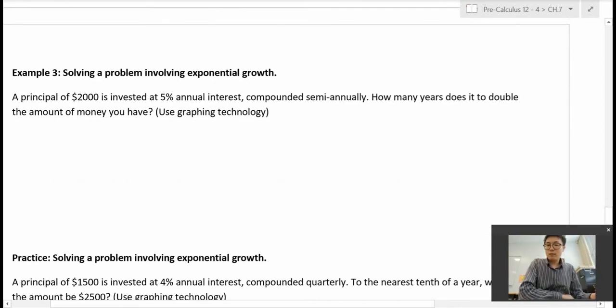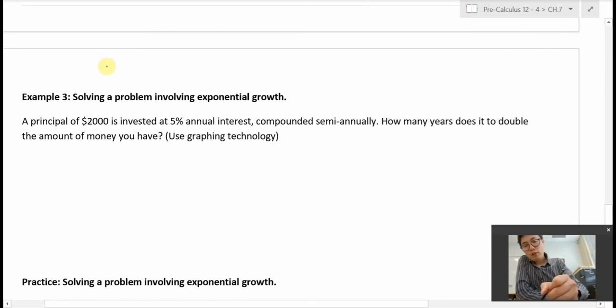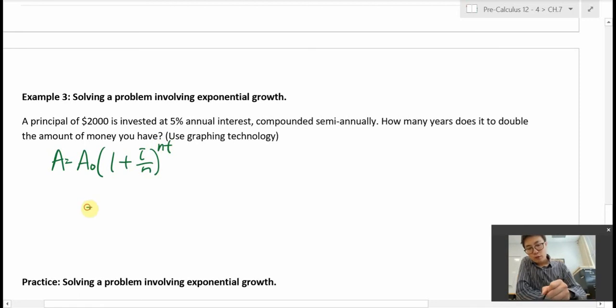It says a principal of $2,000 is invested at 5% annual interest rate, compounded semi-annually. How many years does it take to double the amount of money that you have? Okay, so we need to actually set up the equation first. Recall our equation was A equals A naught times 1 plus i over n to the power of nt. The principal is $2,000. The interest rate is 5% annually, so 0.05. It is compounded semi-annually, so twice a year.